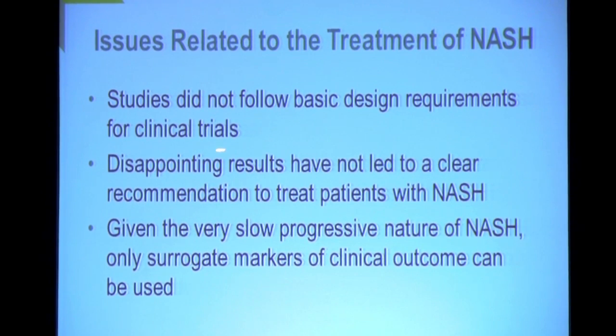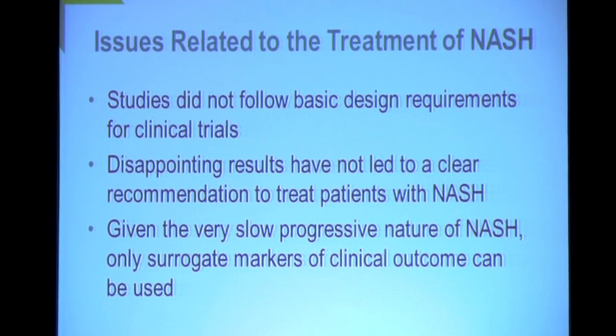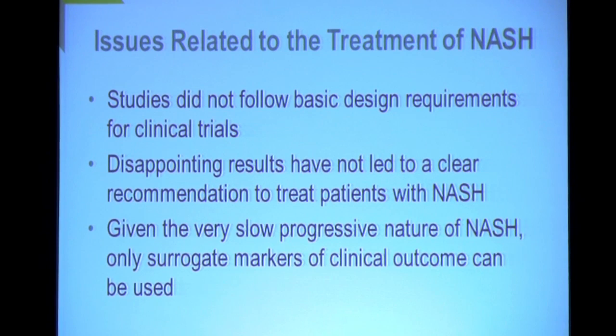However, the problem is that most of the studies are poor quality. They are not prospective, not controlled. Most of them include a small number of patients. So really, they do not follow basic design requirements for clinical trials. And disappointing results really do not lead to a clearer recommendation to start to treat patients with NASH. And as I mentioned before, given the very slow progressive nature of NASH, really what these studies are using are surrogate markers of clinical outcome. So let's see what has been done.